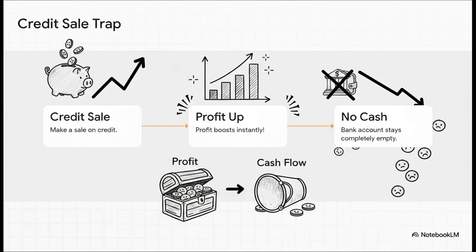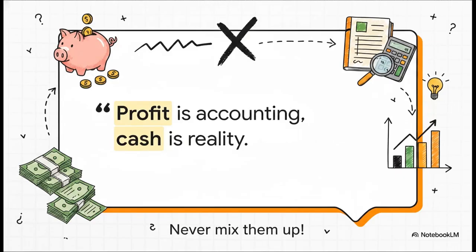Make a credit sale, and profit shoots up instantly. But your bank account? Still totally empty. So remember the golden rule: profit is accounting, cash is reality.